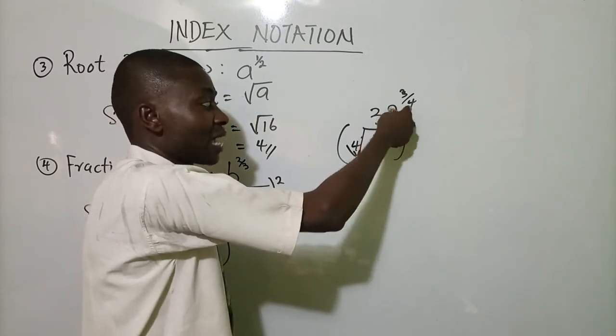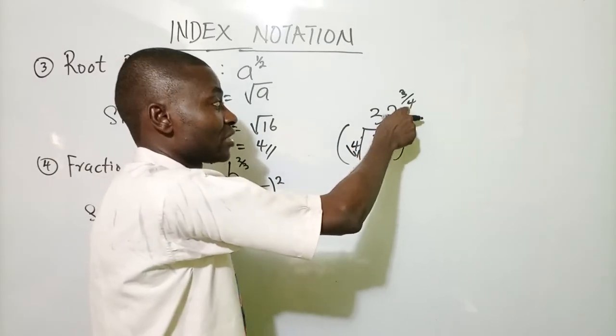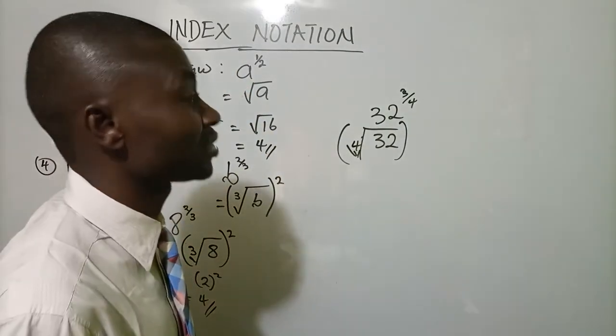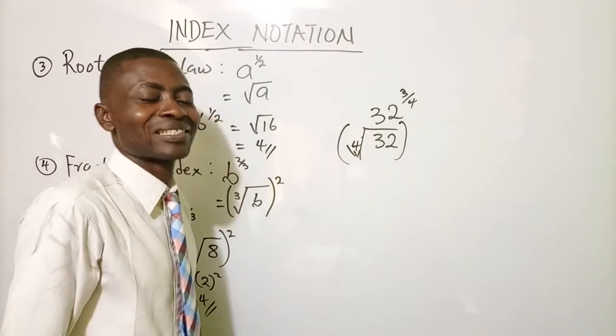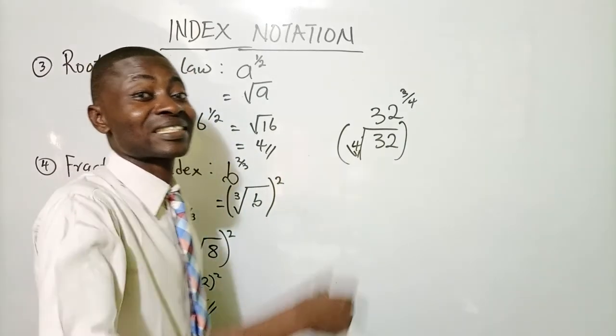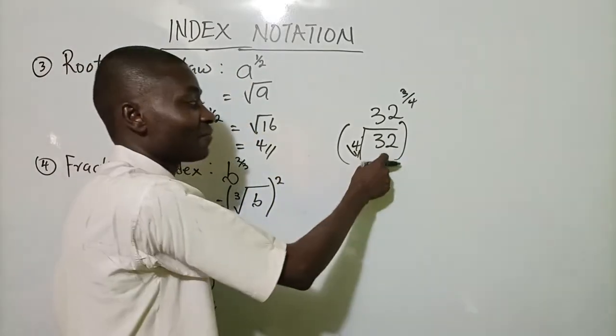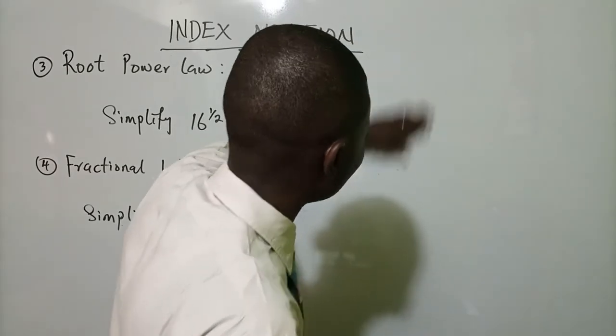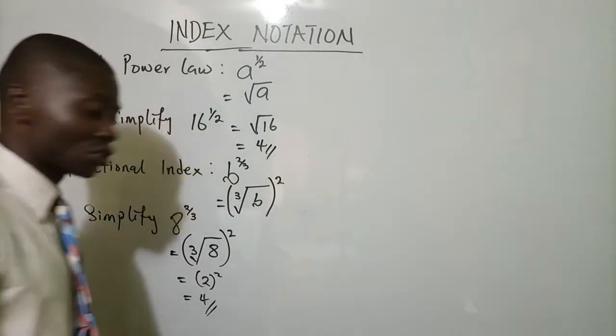Now the root is based on whatever number that you have there. If it is 3, that means you're taking the cube root. If it is 4, it means you're taking the fourth root. If it is 6, it means you're going to find the sixth root. And what is the meaning of that sixth root? It simply means what number will multiply itself 6 times to give you what you are having inside the bracket. So please bear that in mind as you answer questions under the laws of indices.